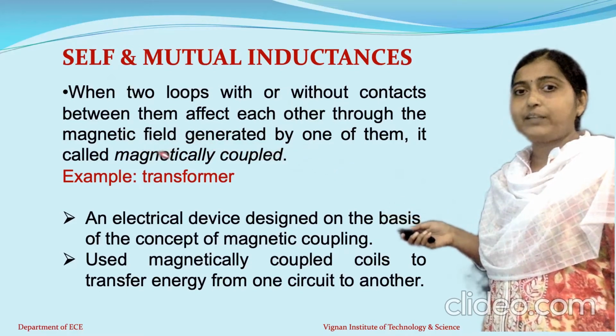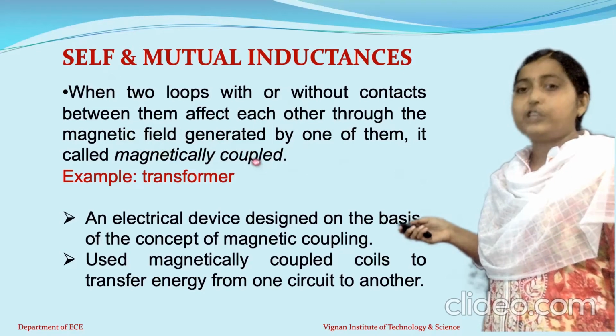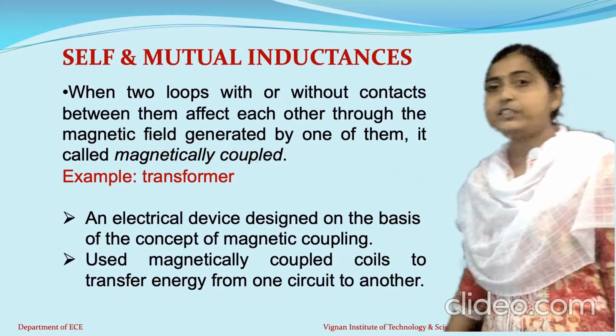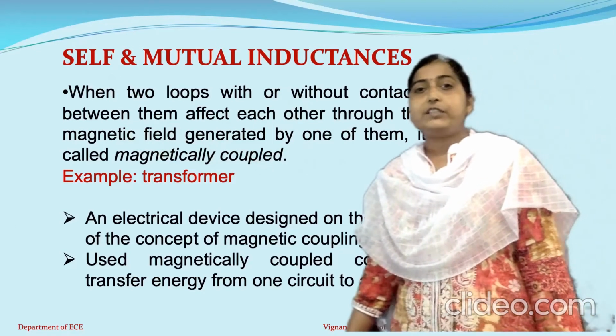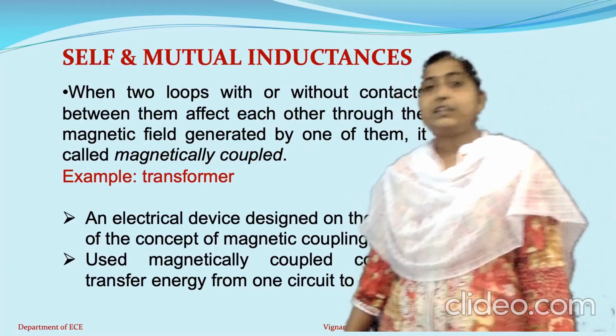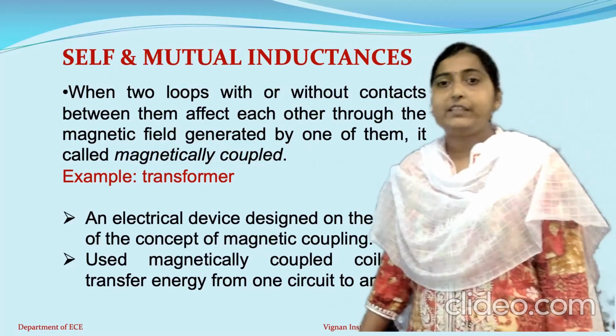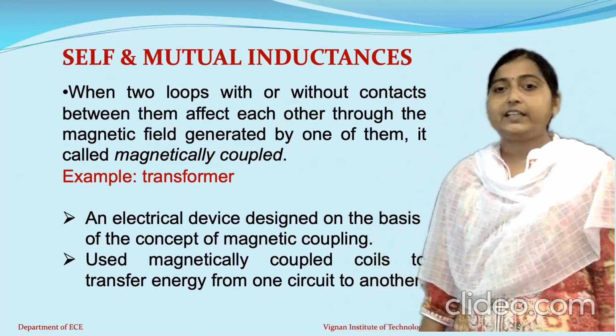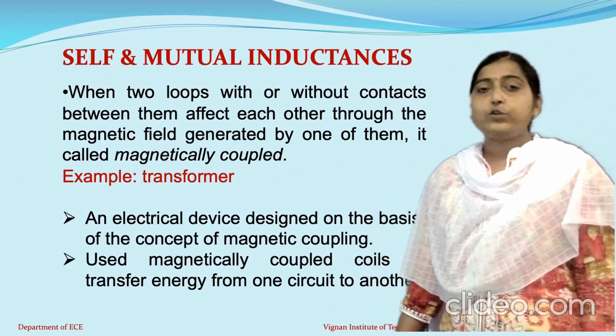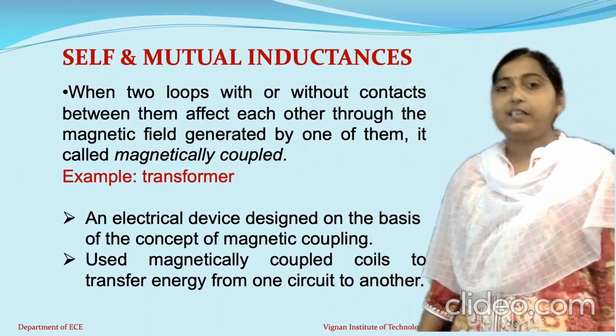So we call them a magnetically coupled circuit. What are magnetically coupled circuits? Magnetically coupled circuits are those in which two loops, with or without contact between them, affect each other with the help of the magnetic field generated by them. Such circuits we call magnetically coupled circuits.